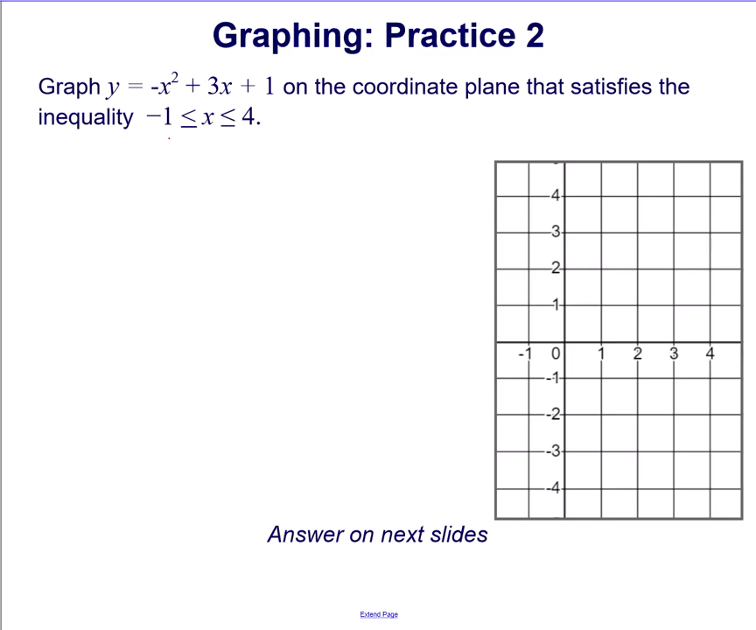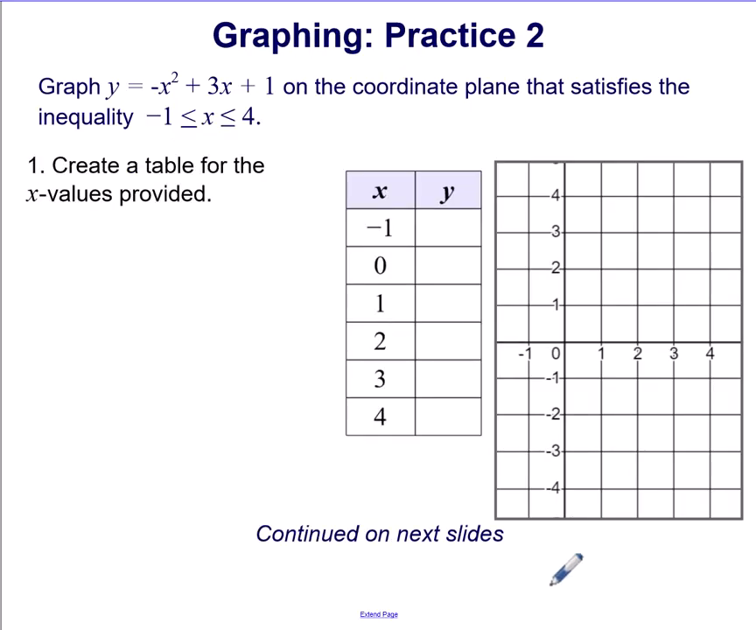Graphing practice number 2. Graph y is equal to negative x squared plus 3x plus 1 on the coordinate plane that satisfies the inequality negative 1 is less than or equal to x, which is less than or equal to 4. So this is a good opportunity for you to pause the video, try this on your own following the 4 steps, and then resume watching the video to compare your answers with what you see on the screen.